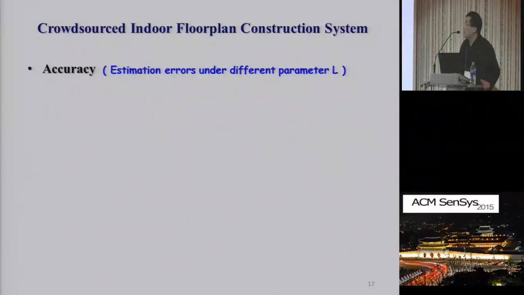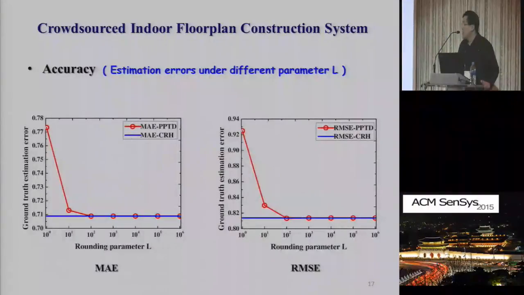We first studied the accuracy. As you can see here, compared to the baseline scheme, the additional error of the proposed scheme is actually introduced by the rounding parameter. So we studied the accuracy under different settings of the rounding parameter. And as you can see in the figure, when the rounding parameter L is large enough, in particular if it's larger than, I think, 100, the proposed method can achieve the same level of accuracy as the baseline scheme.